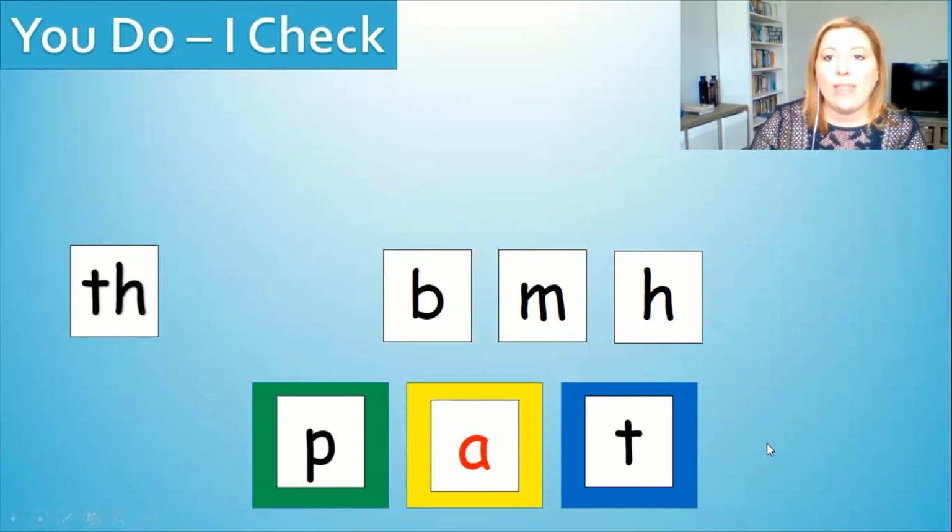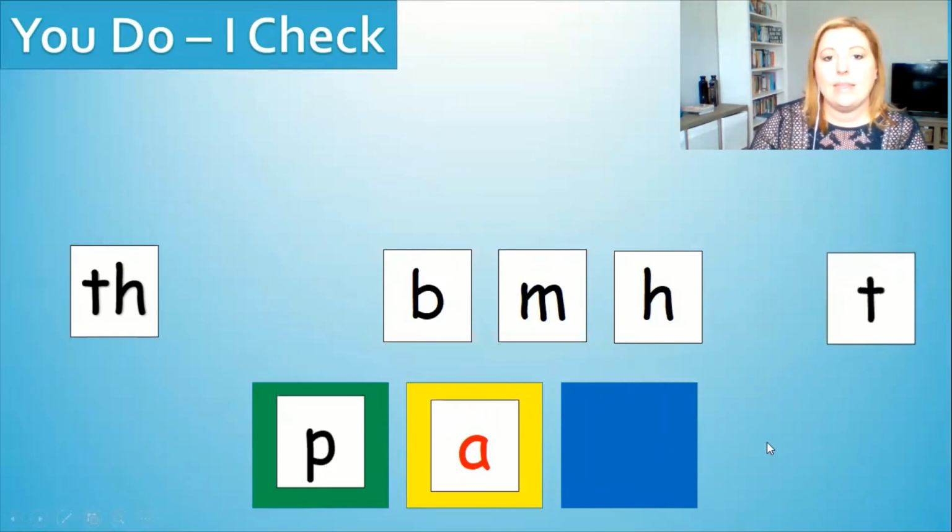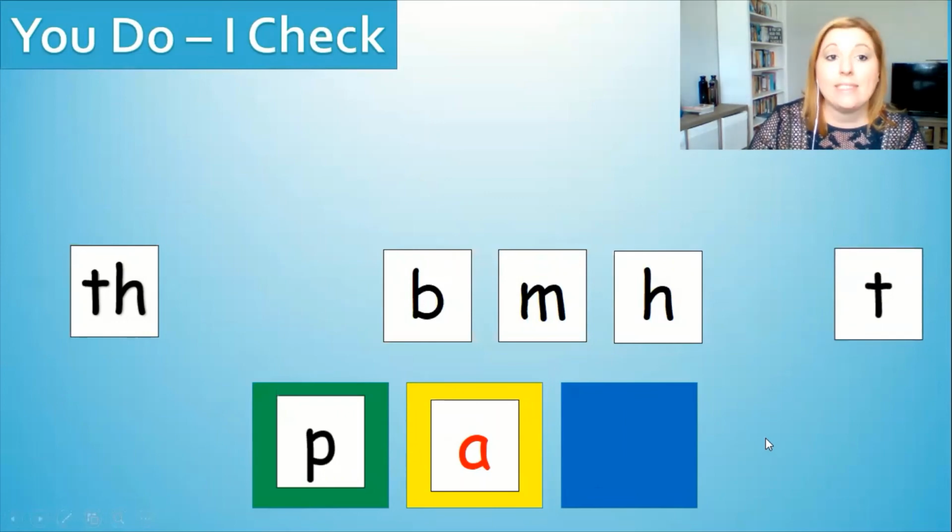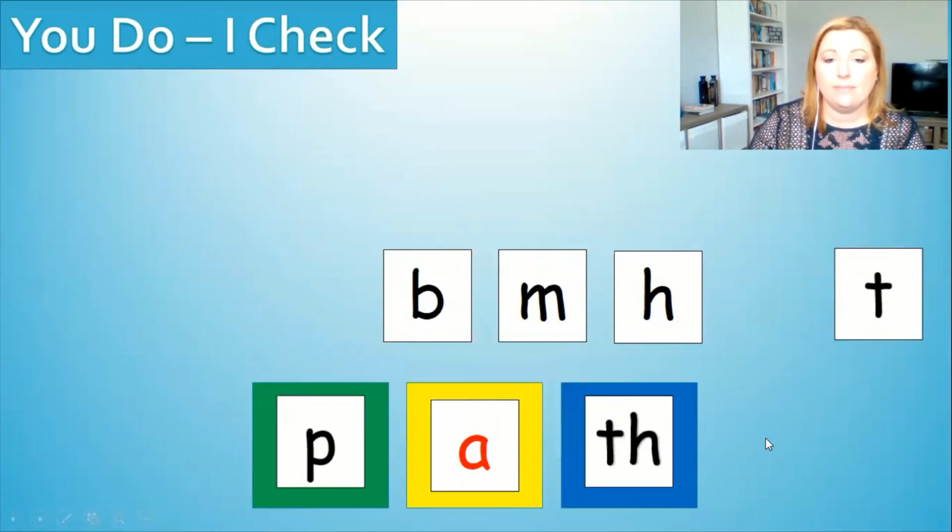Let's change one last sound. You ready? Let's take the T away at the end of the word. And let's go ahead and put the digraph TH at the end. Point and say the sounds and blend to make the word. Go ahead. It should have sounded like this. Path. The word is path.